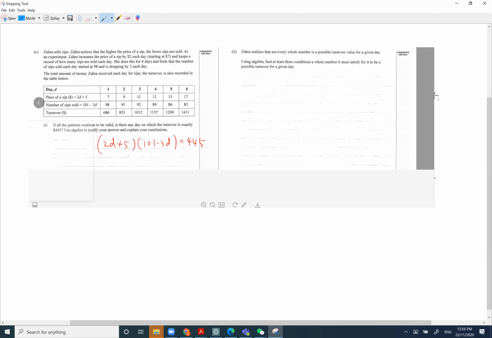Okay. Expand it. 202D, 15D, 505, 445. -6D squared, plus -15, 187D, plus 60.